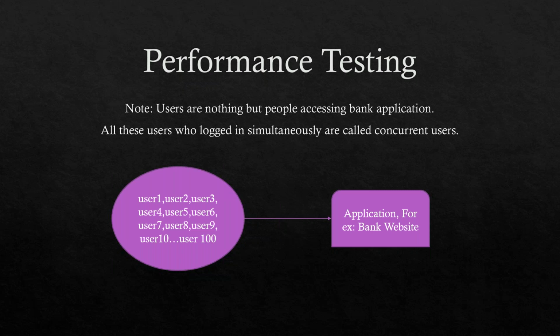So if these 100 users are performing some transactions on this particular bank application, and the response time for all the transactions is within the SLA, then we can say that this application is performing really quick, that performance-wise it is better.